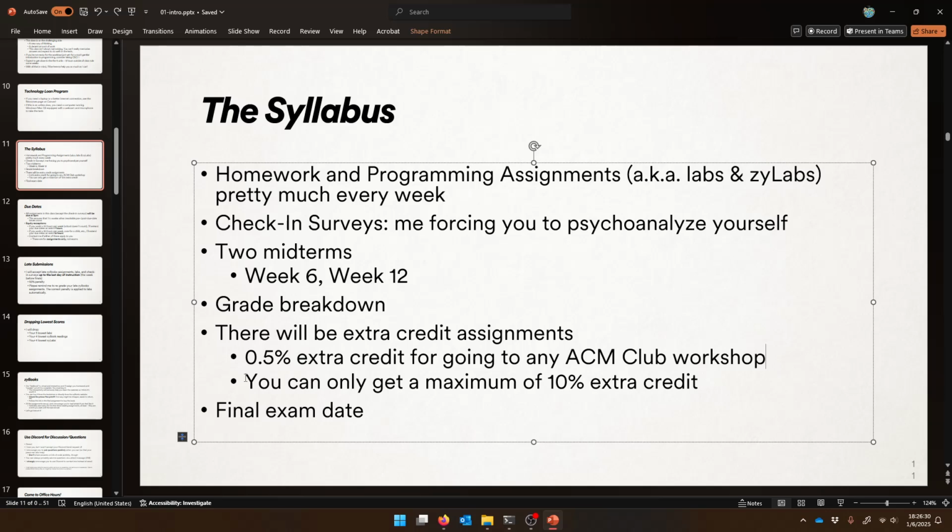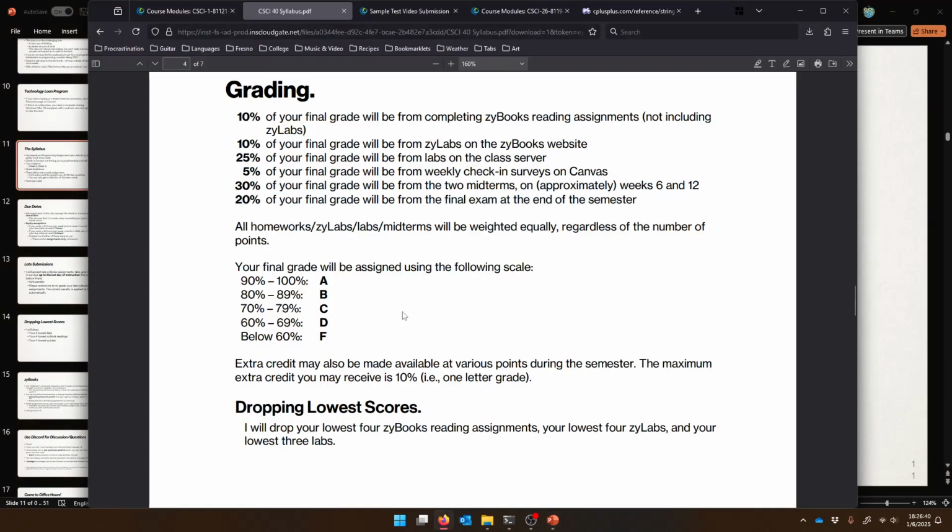And I'll also give extra credit assignments too if you can't make them. So you can get a maximum of a letter grade's worth of extra credit in this class. I'm going to cut you off. I'm going to cap you at 10%. All right. So that's extra credit.